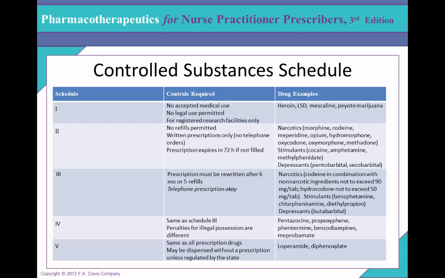Schedule 3, the prescription must be rewritten after 6 months with up to 5 refills only. Schedule 4 is the same as Schedule 3, but the possession of the drug in big quantities is penalized and is illegal. And Schedule 5 is actually many drugs are over the counter, such as loperamide and many nasal decongestants that have phenylephrine. It's the same as all the prescription drugs, may be dispensed without a prescription. So there's a lot of abuse with this type of medications over the counter.